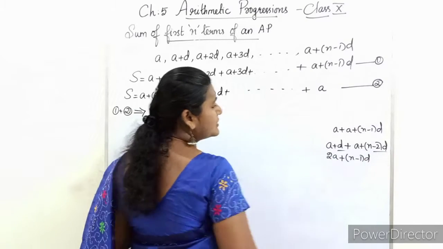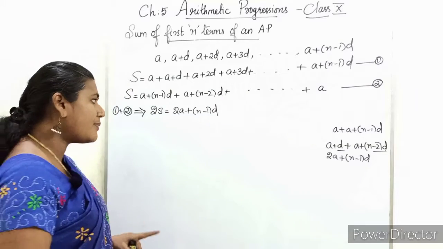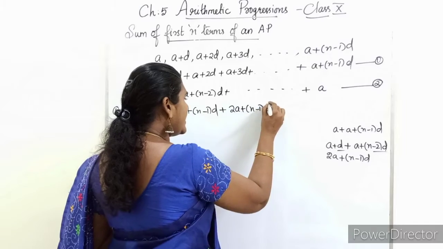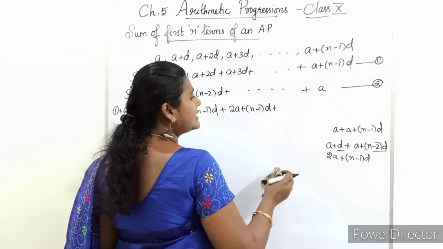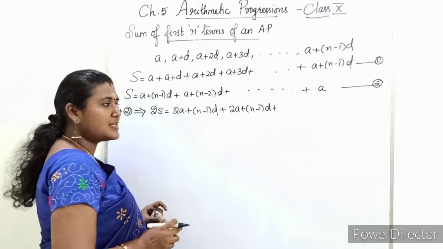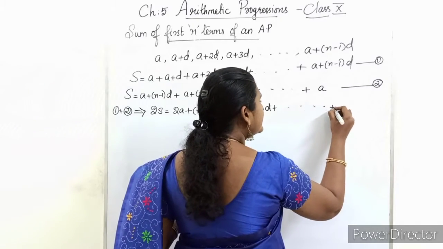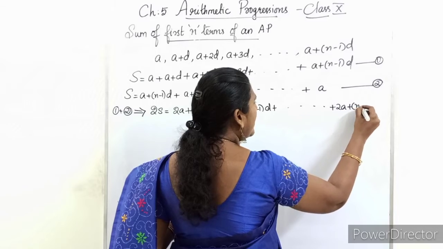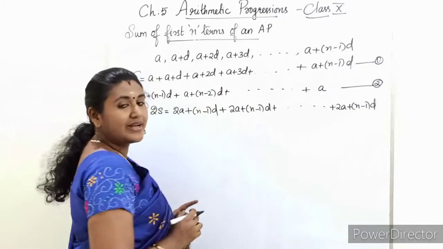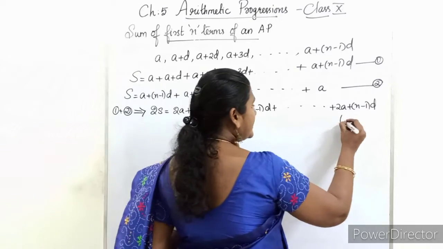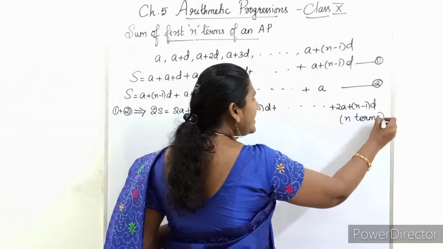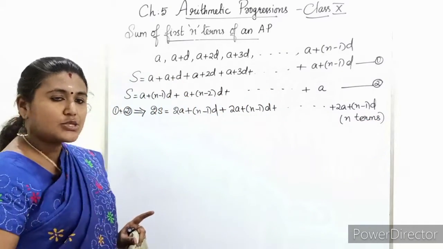The d terms, if you simplify, you will get 2a plus n minus 1 into d. So every term, if you add the third term, you will get the same answer only, 2a plus n minus 1 into d. And the last term is also 2a plus n minus 1 into d. So how many such terms we will get? There will be n terms, because n terms only we have written here. So there will be n times 2a plus n minus 1 into d.